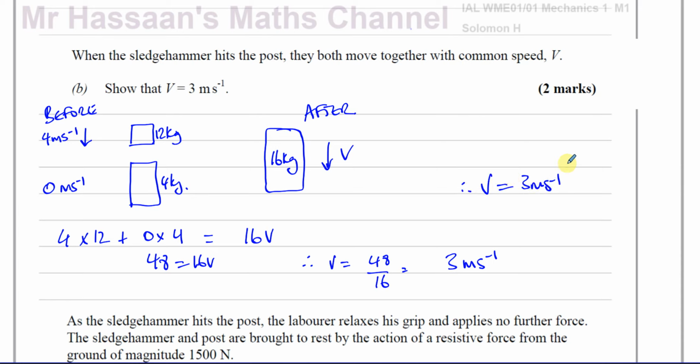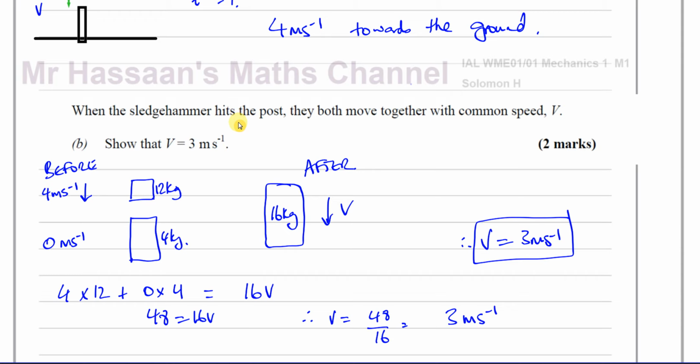In this kind of question, you have to show your steps very clearly. That's why I showed all these steps, because they say show that. When they give you something to show, you have to make sure that you mention very clearly how you got it. So that's part B.